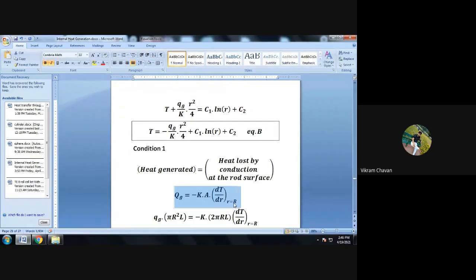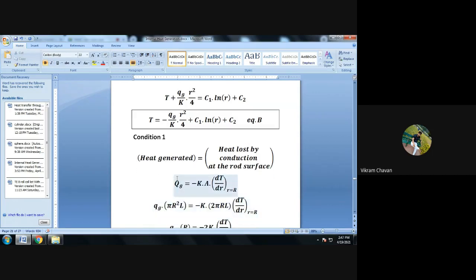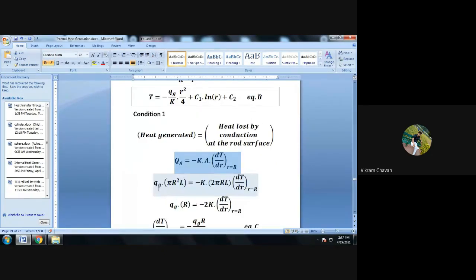Complete rod का radius कितना है? Capital R इतना है. तो surface हमें कहाँ पे मिलेगा? Capital R पे ही मिलेगा surface. So when small r is equal to capital R, whatever heat is conducted to that particular point is nothing but heat lost by conduction at the rod surface. Then what is meant by Qg? Qg is nothing but heat generated per unit volume per unit time multiplied by its volume. Okay, रॉड का वॉल्यूम कितना होता है?